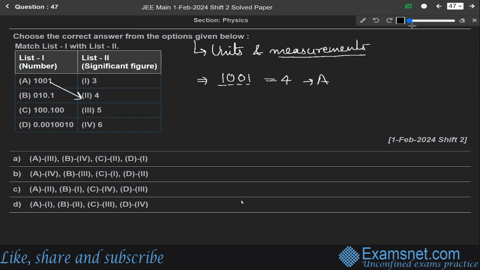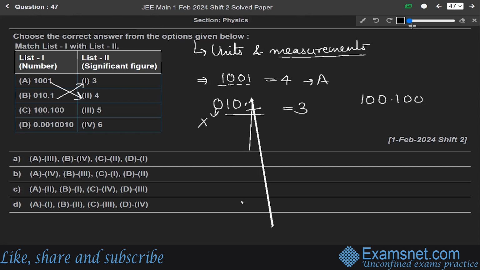Now the second, B, is 010.1. Whenever the 0 comes before 1, we will not consider it a significant figure. So this 0 has no significance, and the number of significant figures will be 3. So B matches with first option. And C is given as 100.100. In this, all the zeros come after 1, so the number of significant figures will be 1, 2, 3, 4, 5, 6. That is, C matches with 4.